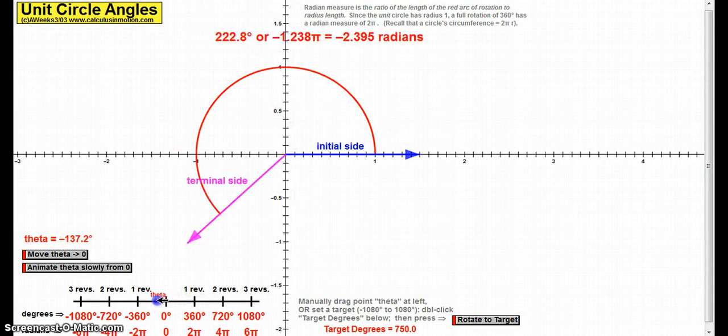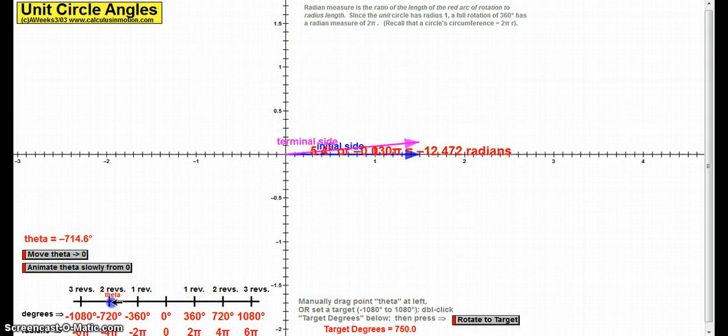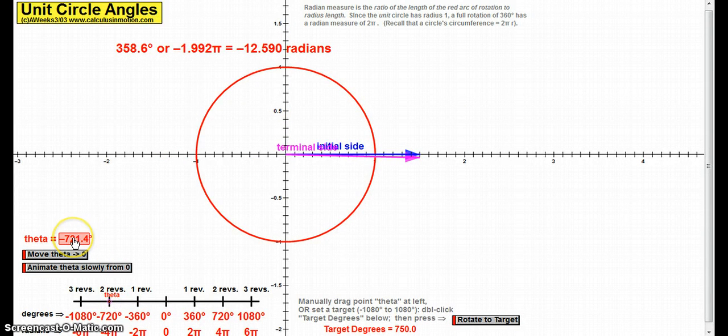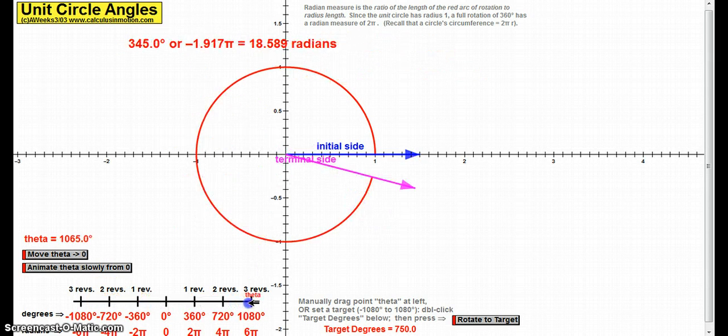If I deal with negative angles, here I'm at almost negative 720, that's at almost negative 12.59 radians. If I go to positive angles, here I'm almost at 1080 degrees, so I'm almost at 18.589 radians. And so again, it's just to get an appreciation for the relationship between degrees and radians.